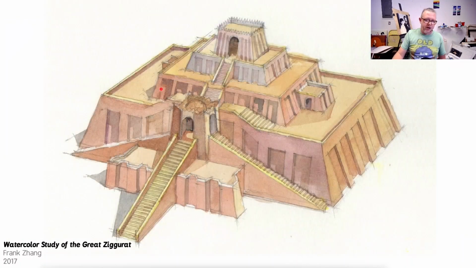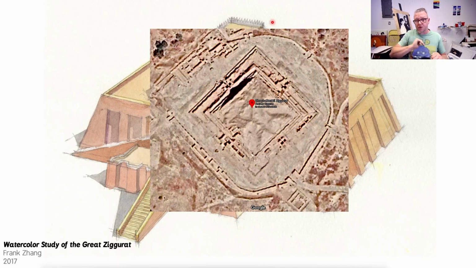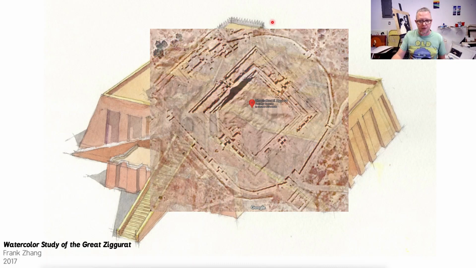This is an artist's rendition of what the ziggurat of Ur might have looked like. This is by an artist named Frank Zhang. This is a watercolor he did in 2017. And so this showcases how that ziggurat of Ur may have originally looked. And on top, we see that there is a temple to Nana, the moon god. Now, ziggurats were always aligned with the four cardinal directions, north, south, east, west.